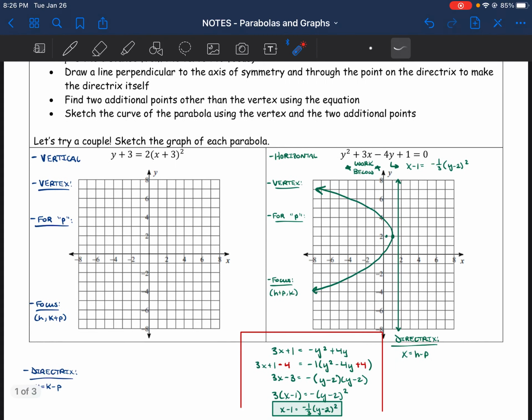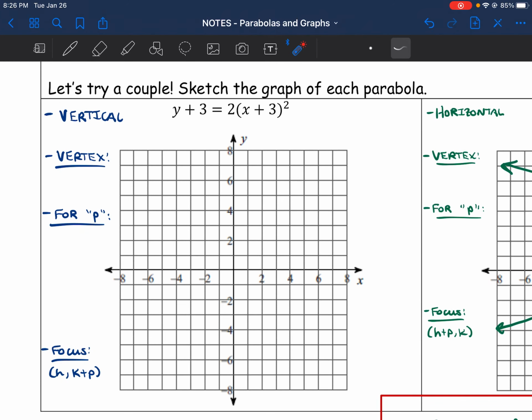So let's try a couple of examples here, starting with this example on the left. And just for the sake of time, some of the stuff I've already kind of filled in. But let's go ahead and look at the process here. So we have the parabola given by the equation y + 3 = 2(x + 3)^2.